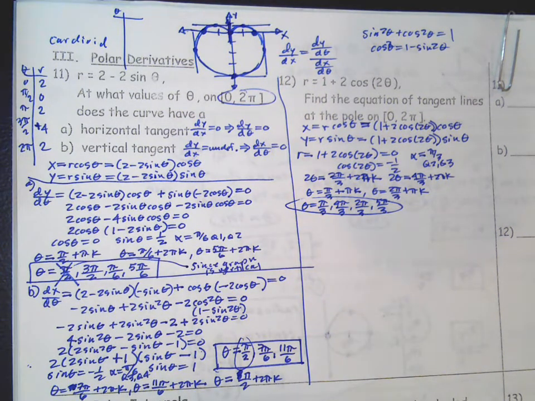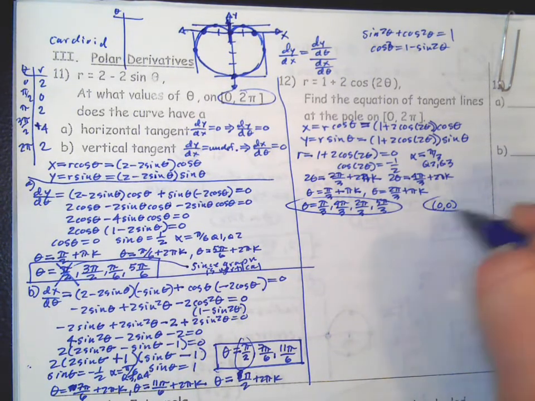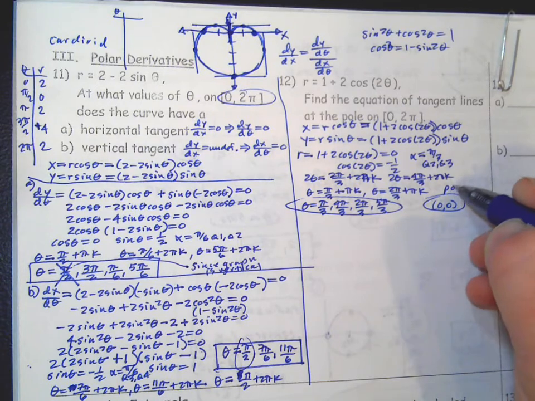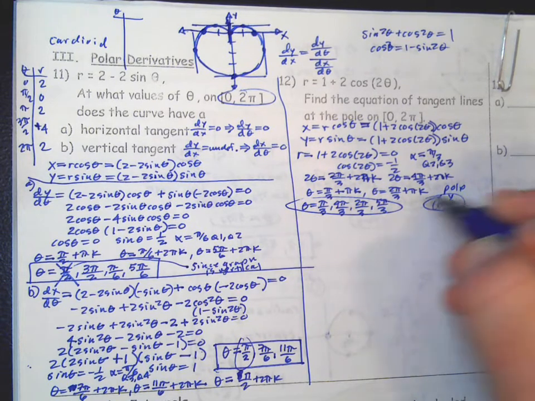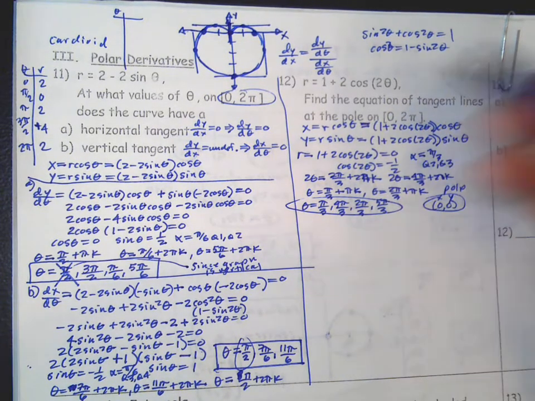And you don't need to find the xy coordinates because you know that they're 0, 0 because we're at the pole, right? So x and y are 0. You can plug these in, but that should confirm that, because the radius is 0, which would make x and y 0.